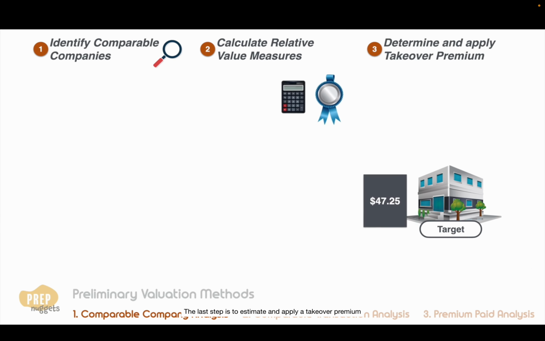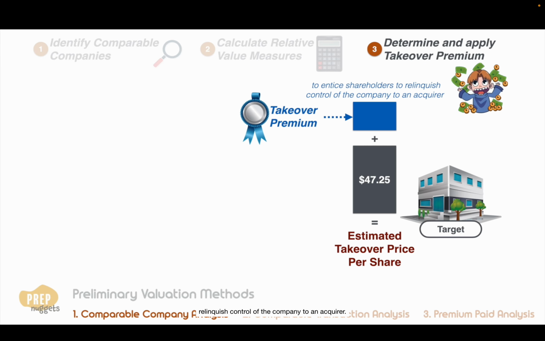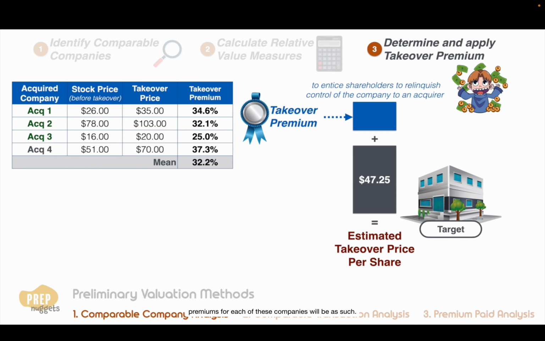The last step is to estimate and apply a takeover premium to arrive at the final estimated takeover price of the target company. The takeover premium is to entice shareholders to relinquish control of the company to an acquirer. The takeover premium is estimated based on recent takeovers of similar companies. So, for example, if there are 4 recent takeovers of similar companies, and these are the prices of the company's stock prior to takeover versus the takeover price, the takeover premiums for each of these companies will be as such.